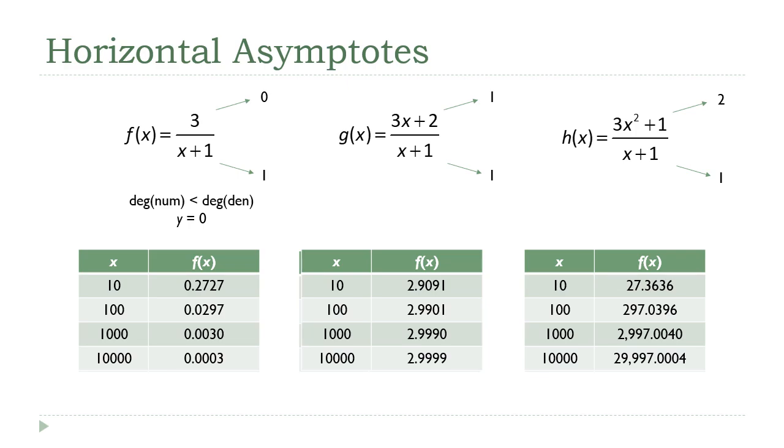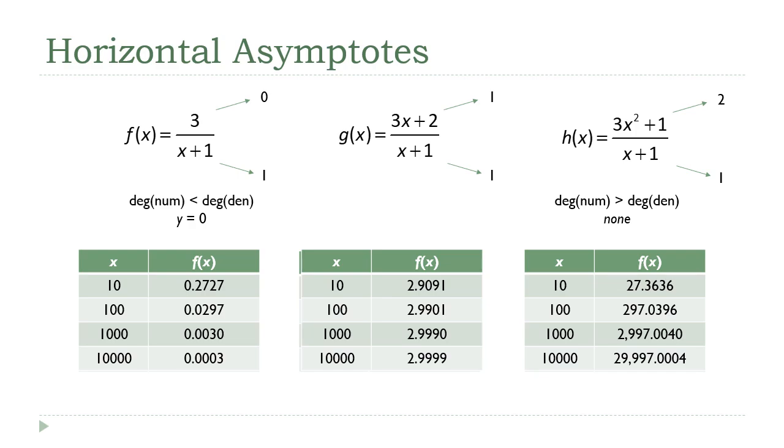So if we look at the third case, I'm going to skip the g of x one, it's a little weird. So let's jump and look at h of x. If the degree of the numerator is greater than the degree of the denominator, then there is no horizontal asymptote. Again, you can move on to whatever your next step is.